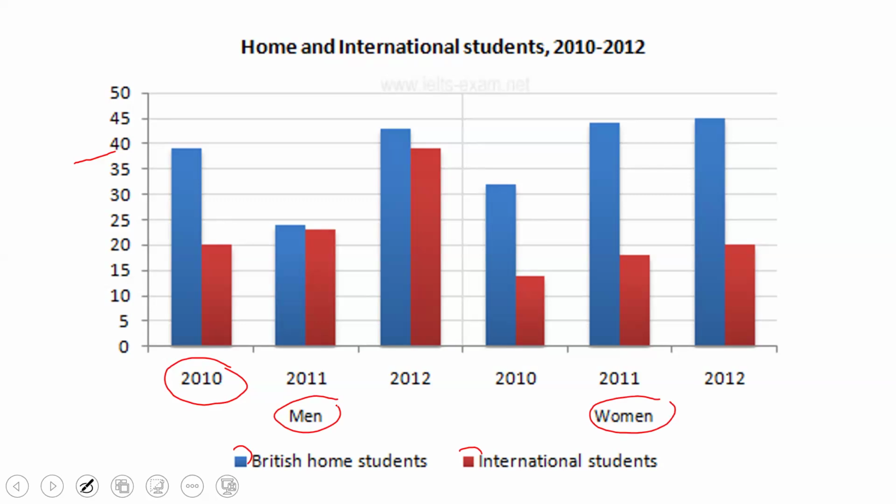And even looking at these charts, we can see that home students, the British home students, are more all through the years. It's as simple as that. You can just pick it that they are more all through the years. And then in the year 2011, the men are closely matched. But for all the other years, the home students have higher frequency or higher percentage, depending on whatever they are using here, compared to the international students. That's what a bar chart does.